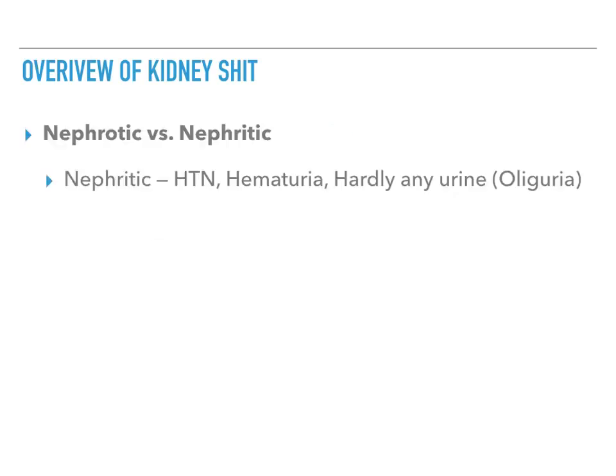Let's get back to nephritic syndrome. So nephritic syndrome, you need to know, is categorized by hypertension, hematuria, and oliguria, which I think of as hardly any urine, because I like to think of this as the 3 H's. Hypertension, hematuria, hardly any urine. Now, don't get me wrong.